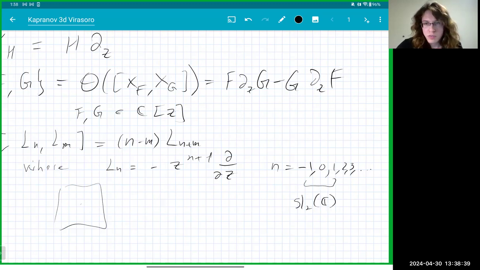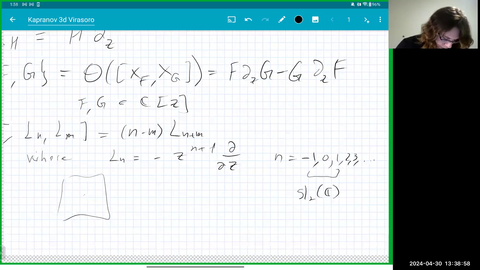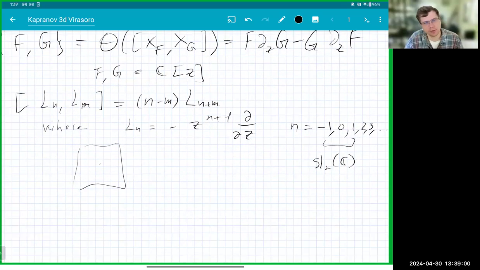So we should have the global conformal transformation of the whole plane included. And at the same time, we do not allow any singularities. So that's what we got, right? The positive part with SL2C included, but without central charge.